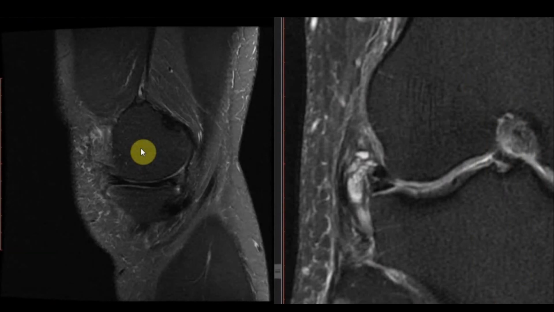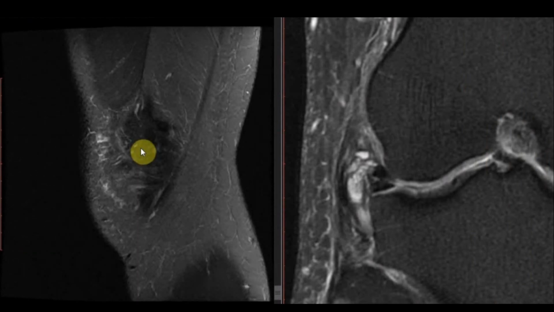I showed you cases of longitudinal vertical tear, horizontal tear, radial tear, discoid meniscus, and a case of parameniscal cyst. I showed you two cases of root tear with meniscal extrusion.